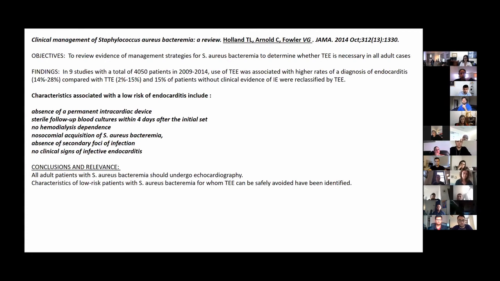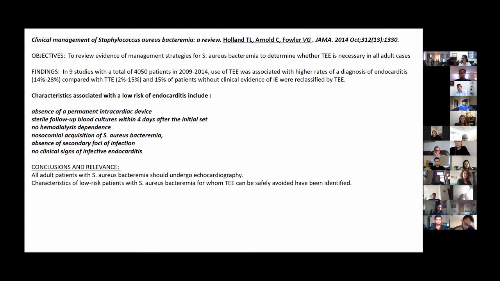And basically, over the years, they and many others have tried to figure out what characteristics are associated with a low risk of endocarditis, and who do you need to worry about. And this is up to date also, and it's an excellent chapter, the Staph aureus bacteremia chapter.